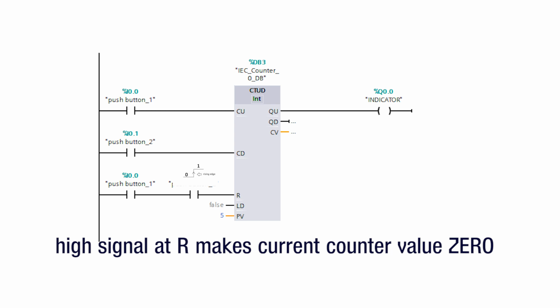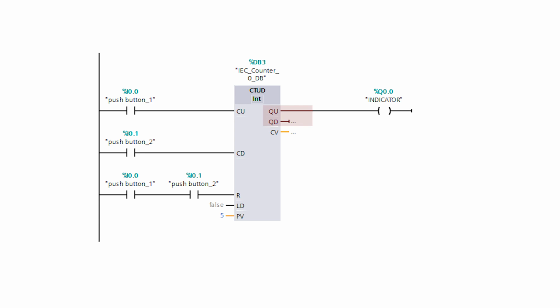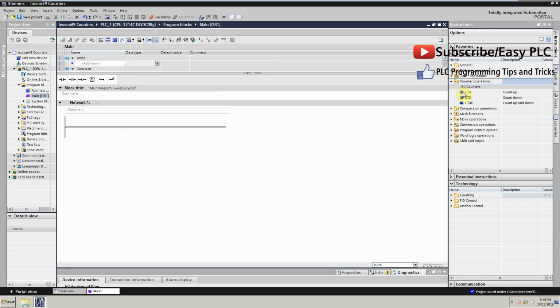The counter value is set to 0 when the signal state at the R input changes to 1. As long as the R input has the signal state 1, a change in the signal state of the CU, CD, and LD inputs has no effect on the count up and down instruction. You can scan the current status of the up counter at the QU output and the status of the down counter at the QD output. Let's make an example program for counter.